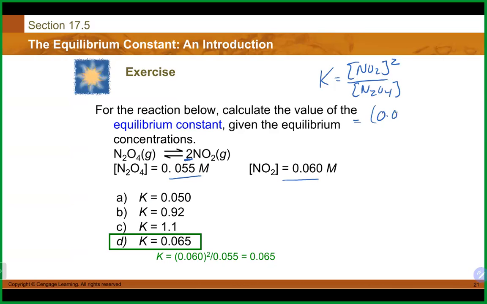So our 0.060 squared divided by our 0.055. And I'm going to trust her math, hopefully 0.065. I don't know, maybe I shouldn't trust it. We'll see. 0.06 squared divided by 0.05. All right, any questions on that?